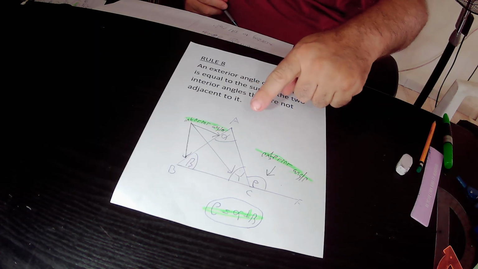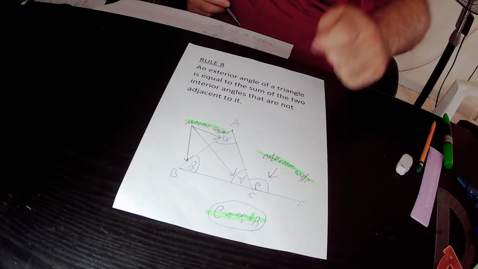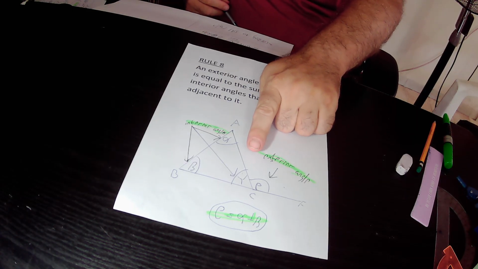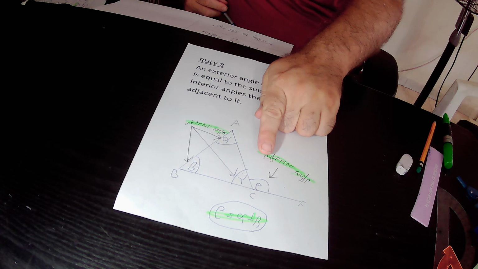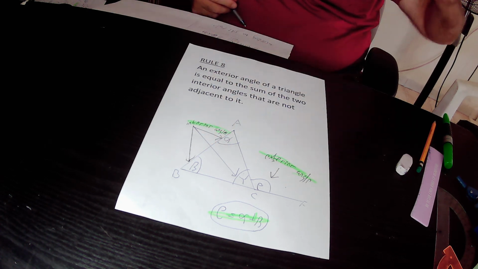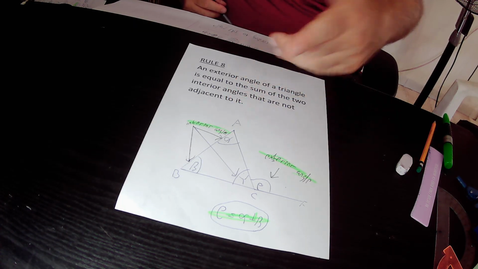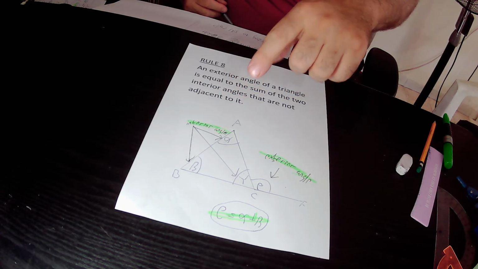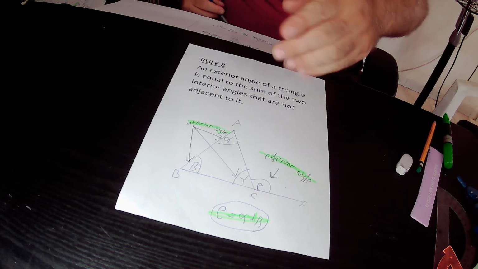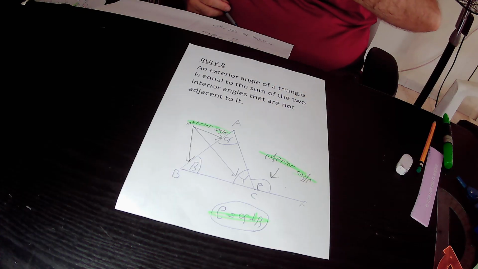So what is the size of the external angle E? According to rule 8, the size of the external angle E is equal to the sum of the two interior angles that are not adjacent to it. This is the interior angle gamma that is definitely adjacent to angle E. The two other interior angles that are not adjacent to it are those two angles alpha and beta. And therefore, according to rule 8, the size of the external angle E is equal to alpha plus beta. The external angle E equals alpha plus beta according to rule 8.